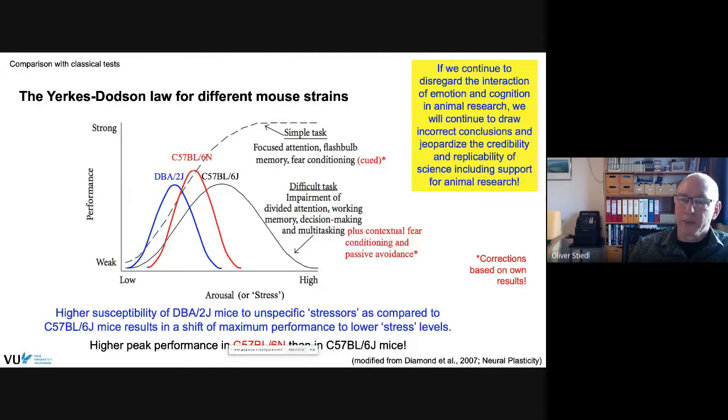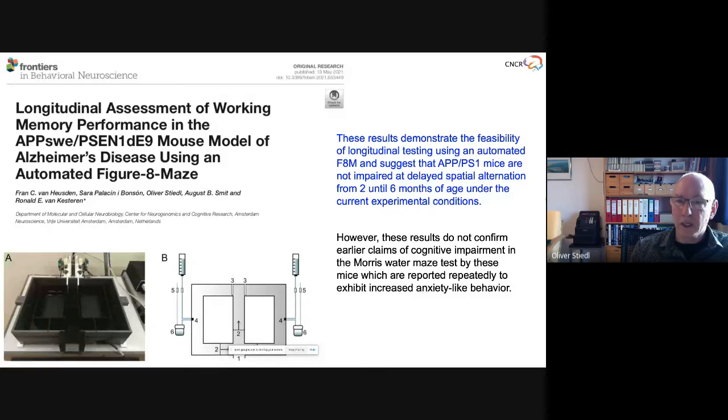And therefore, if we continue in the classical test range, I'm afraid that we will draw a lot of incorrect conclusions about what is the real performance and what is the contribution of emotion, of cognition, and of emotional expression itself. And actually, I have confirmed this lately with another animal model.